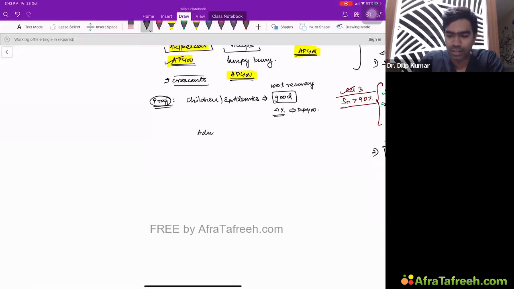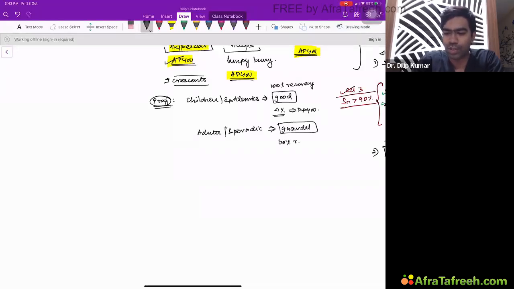But in adults, where you see a lot of sporadic cases, in children you don't see sporadic cases. In adults, where you see a lot of sporadic cases, the prognosis is guarded, which means only 60% will show a good recovery and 40% may progress towards chronic glomerulonephritis also.